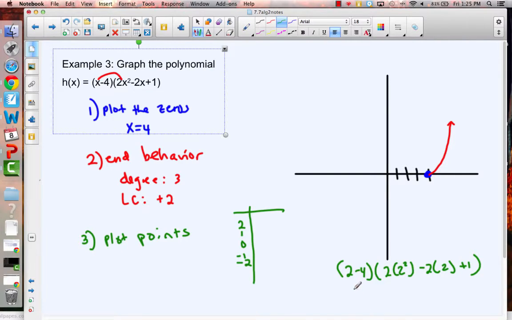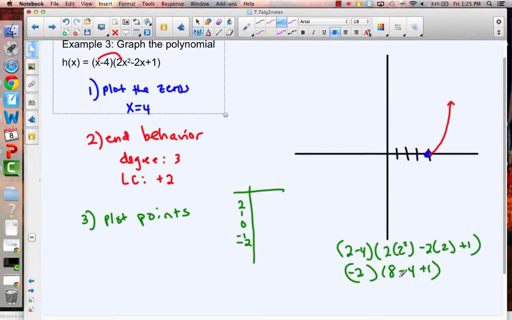And now I can simplify. 2 minus 4 is negative 2. 2 squared is 4 times 2 is 8 minus 4 plus 1. Okay, so I'm just simplifying. 8 minus 4 is 4 plus 1 is 5. So negative 2 times 5 is negative 10. So when I plug in 2, I get negative 10. Okay, so that's going to be way down here. So maybe I'll count by 2's.